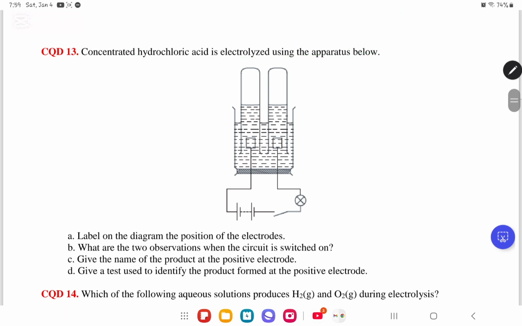So, label on the diagram the position of the electrodes. We said the positive side is the anode, so A, and then the negative side is the cathode, so C. What are the two observations that we can observe when the switch is on? When the switch turns on, definitely the light bulb is gonna light up, so light bulb lights up. Another thing is probably that bubbles are gonna form, so effervescence.